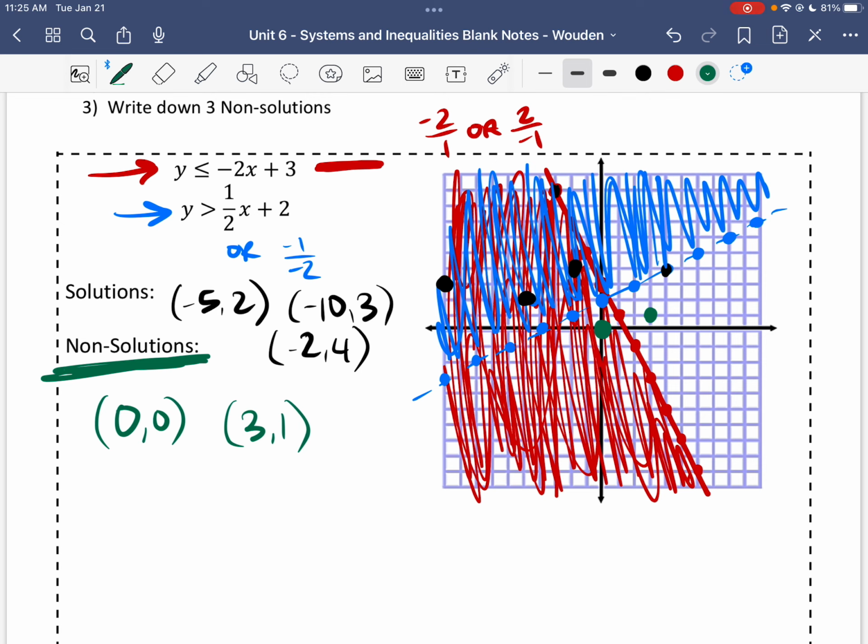And we could do, let's see, 10, 3. Okay, we go over 10, up 3. Also not in my shaded area. There we go. Now I have 3 points that are solutions to my inequalities, and I have 3 points that are not solutions to my inequalities.